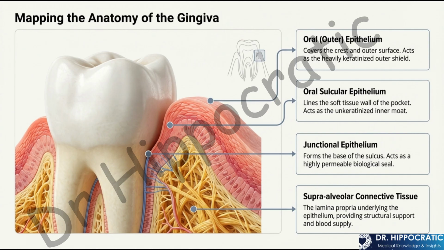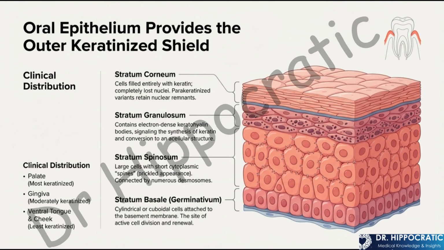Which brings us to slide 3, the oral epithelium. The outer shield. Right, this is that outer keratinized shield. And if we look closely at the cytology, it is actually built of 4 distinct cellular layers. At the very bottom, attached to a basement membrane, is the stratum basale. This is a layer of cylindrical or cuboidal cells where active cell division happens. It's basically the birthplace. Okay, so the cells are born at the bottom. What happens as they move up?